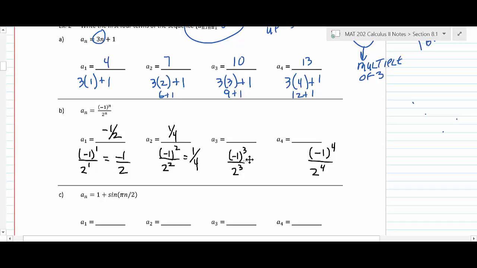Okay, go to the next one. What's -1 to an odd power going to be? Negative, right? That's going to be -1. 2 to the third is 8. Okay, so you'd have -1 over 8 like that.